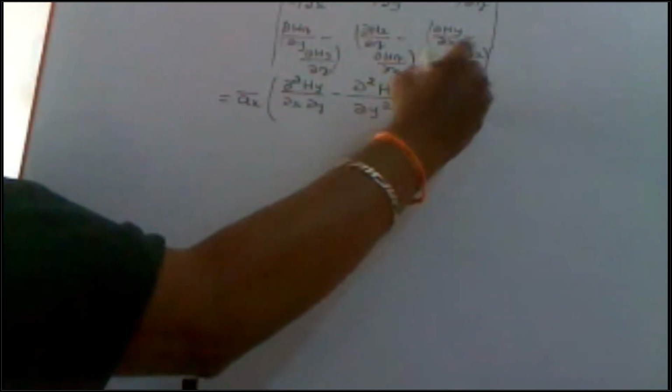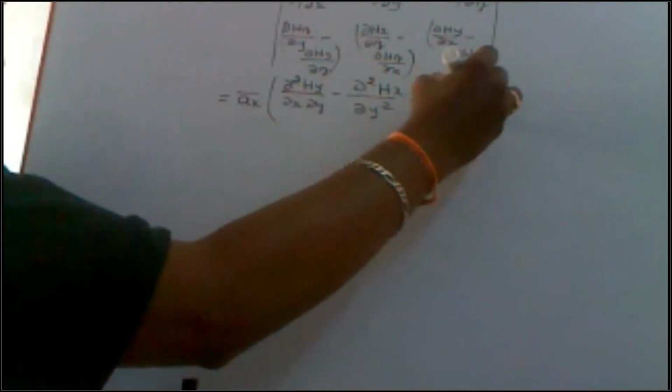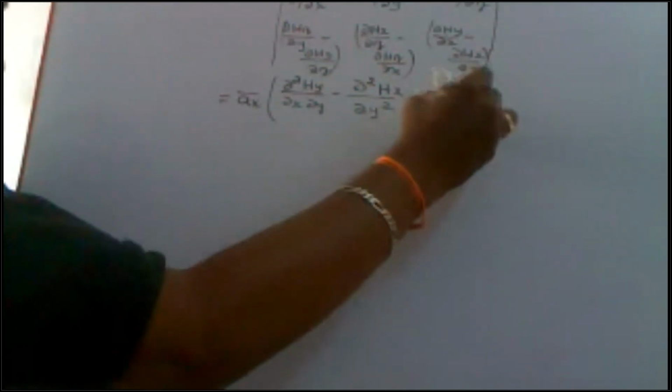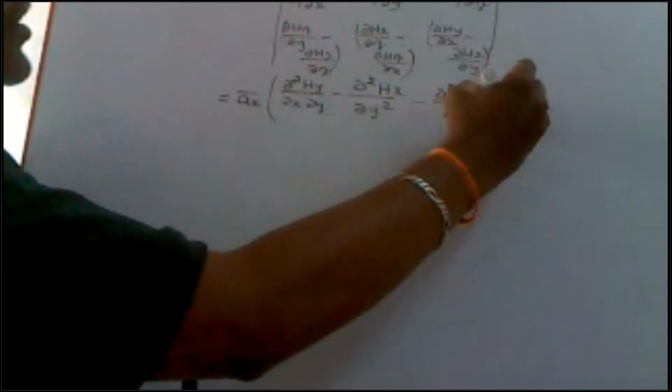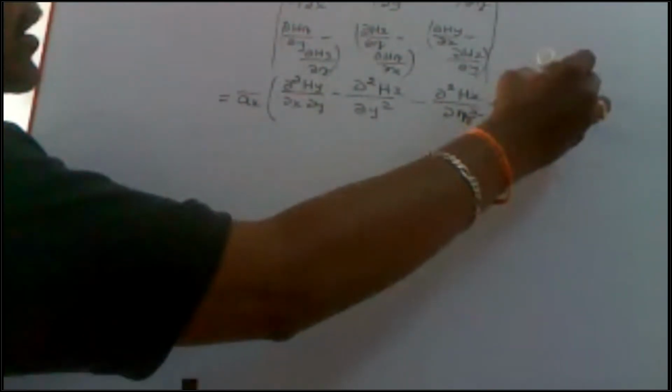Okay. Then minus these two products, dou square hx by dou z square, minus of minus it will become plus dou square hz by dou x dou z. This is the first term.